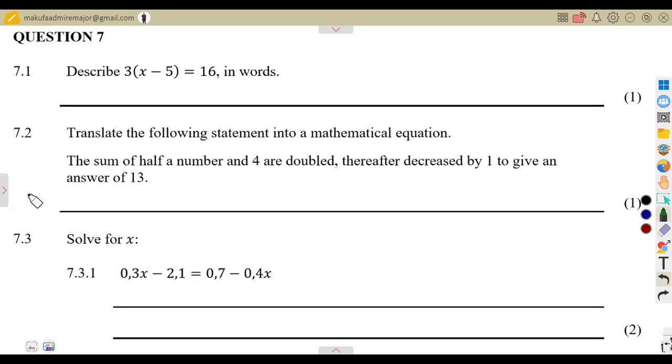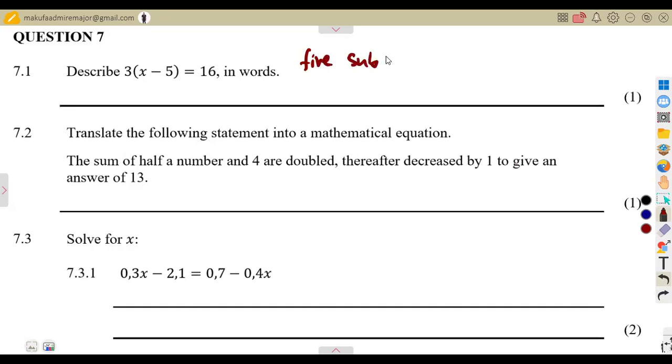This is to factorize fully or completely. So be careful how you are given your questions. 7.1, we are given, describe this in words. What is happening? Okay, 5 is being subtracted from x. Then it was multiplied by 3, and we are obtaining 16. That's it. So you can simply say, subtract 5 from x.